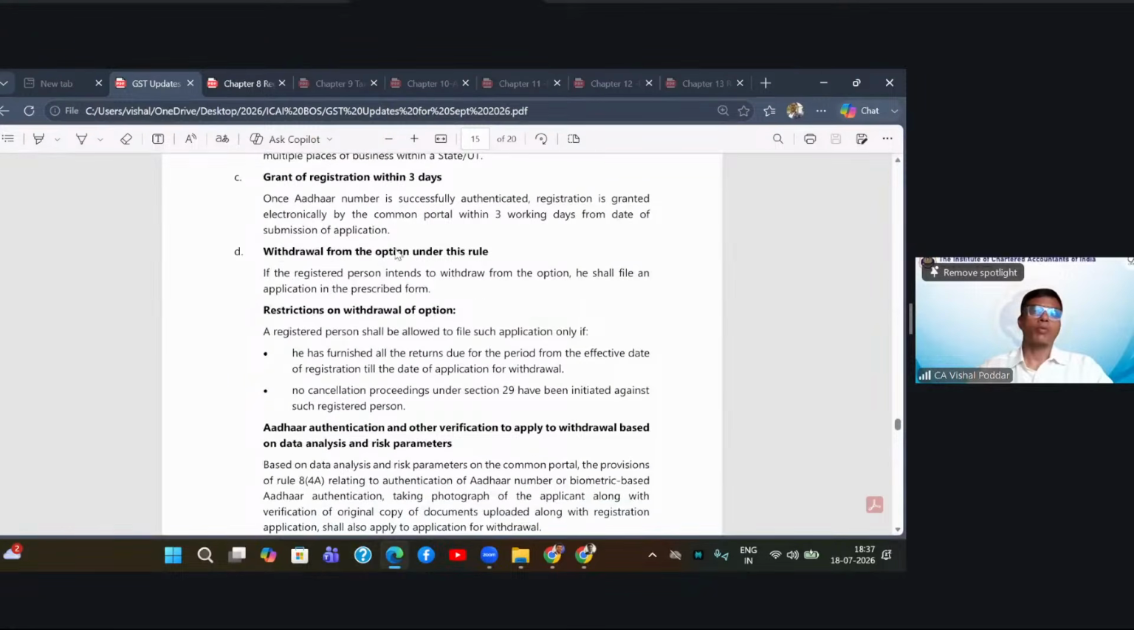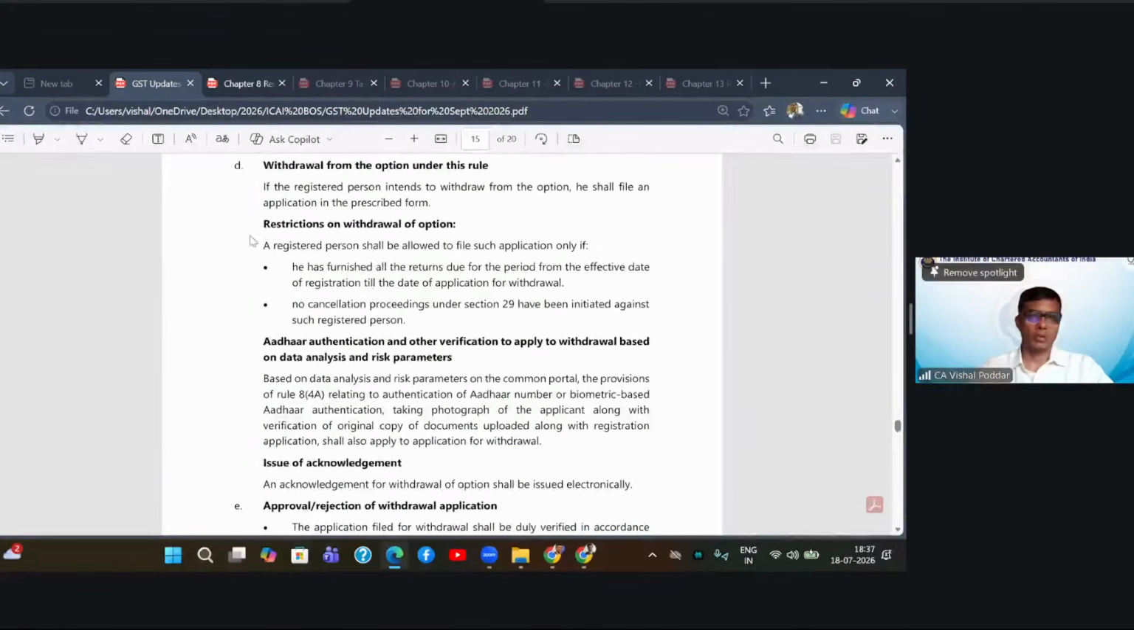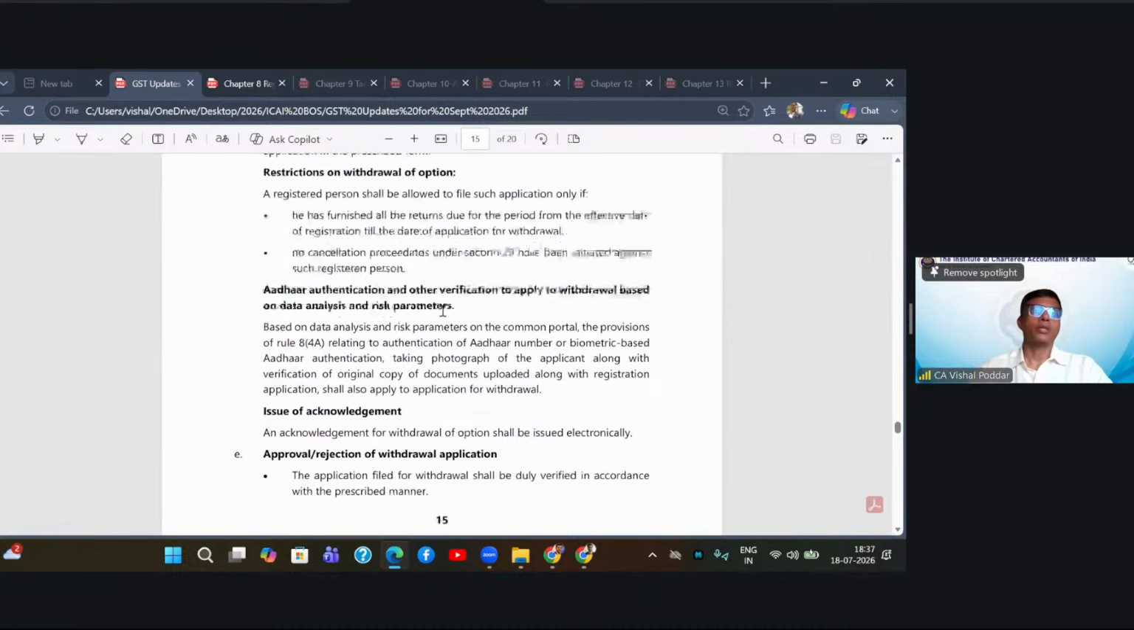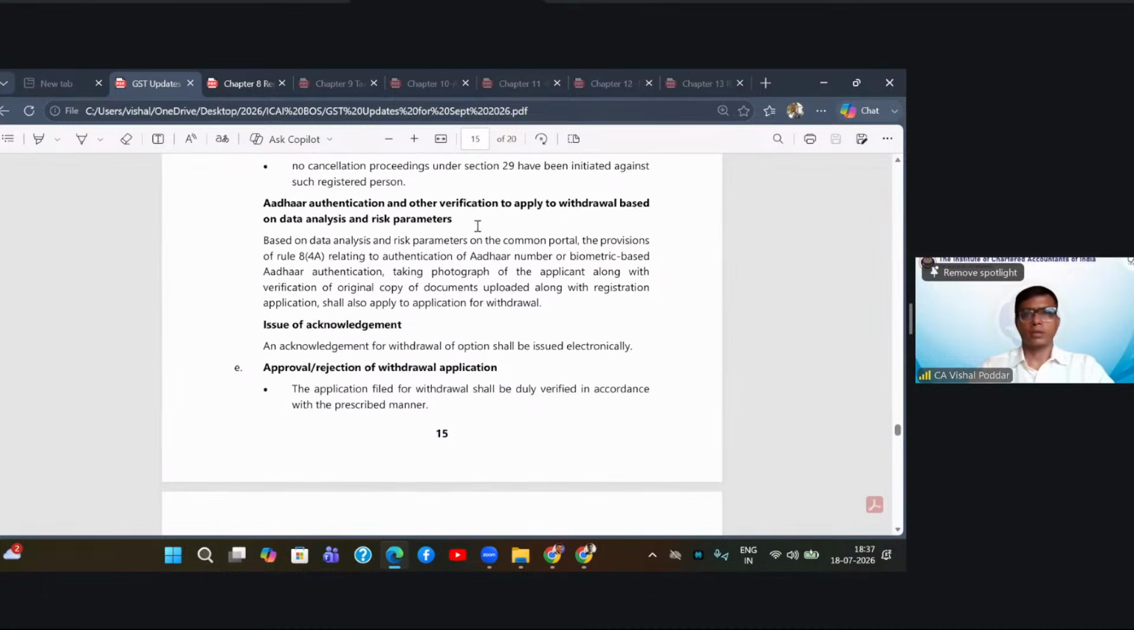Now, withdrawal from the option. If the registered person intends to withdraw from the option, he shall file an application in the prescribed form. What are the restrictions on withdrawal? A registered person shall be allowed to file such application only if he has furnished all returns due for the period from the effective date of registration till the date of application and no cancellation proceedings has been initiated. Aadhaar authentication and other verification shall apply for the withdrawal based on data analysis and risk parameters.